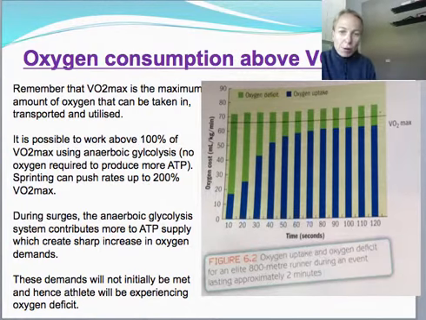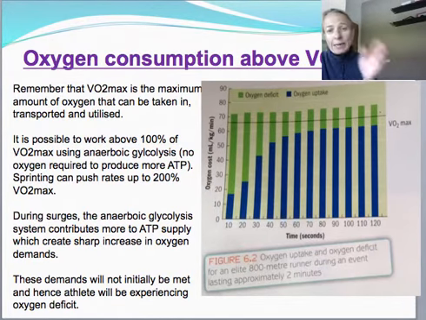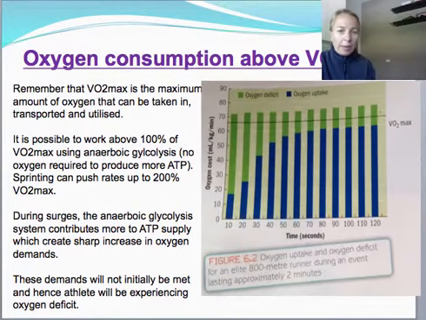As you can see from the graph, the blue denotes the oxygen uptake, how much oxygen we are taking in, transporting and utilizing, and the green is how much oxygen we're in deficit, and that indicates how much energy is being produced anaerobically. And this happens at the beginning of exercise and also during surges during events. Simply put, the demands are not being met, therefore an athlete will experience oxygen deficit.